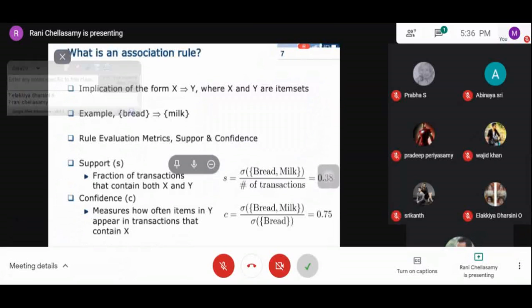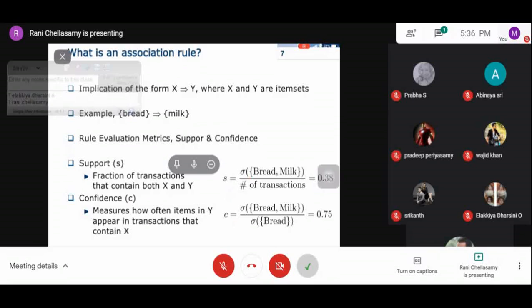So all these, we have seen how to calculate the support and confidence with the formula. S is nothing but the support, and C is how to calculate the confidence. For S, first you have to calculate the support count value: how many times bread and milk appear in the transactions, then divide by the total number of transactions. So 38% support is obtained.